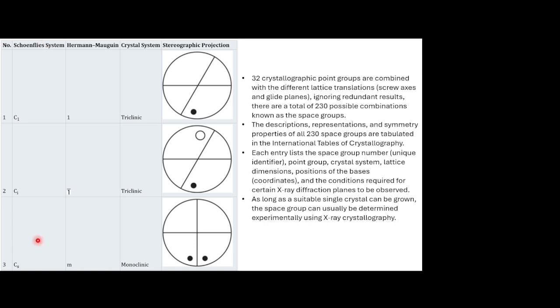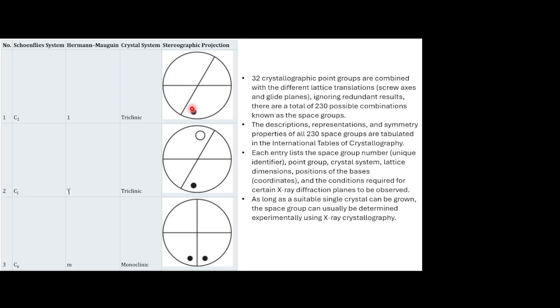This is the Schoenflies system. Everybody remember your Schoenflies system? That's the chapter 6 system. Those are your point groups. And then this is the Hermann-Mauguin designation. This would be your crystal system right here. So this one would be triclinic. And that's just a stereographic projection, so you can see how they would move around.